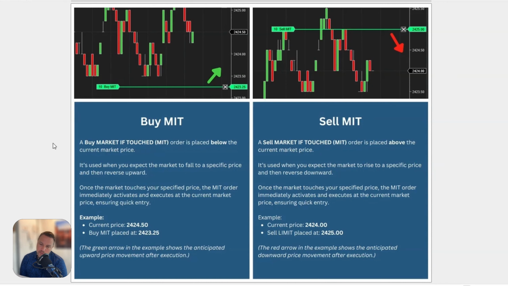MIT orders offer some great advantages, but the thing to be aware of is slippage. An MIT order triggers a market order. This means your actual fill price might be higher or lower than your set price, and this depends on the liquidity and speed of the market. The potential for slippage is why you might not always choose an MIT order over a limit order. A limit order guarantees your price, but risks going unfilled. An MIT order guarantees a fill, but it risks slippage. So it's a balance, and understanding this trade-off is key to using MIT orders well.